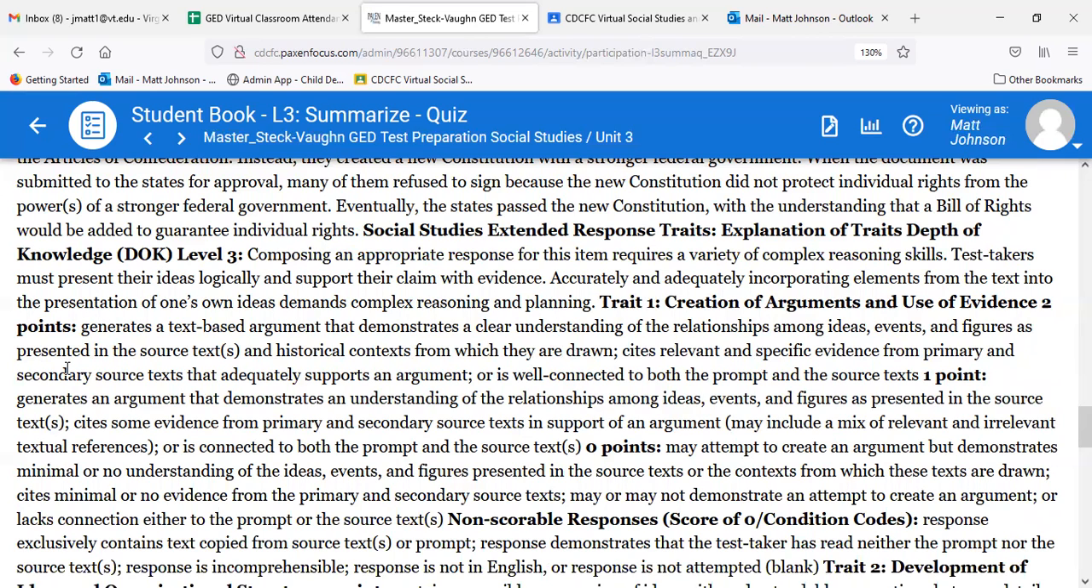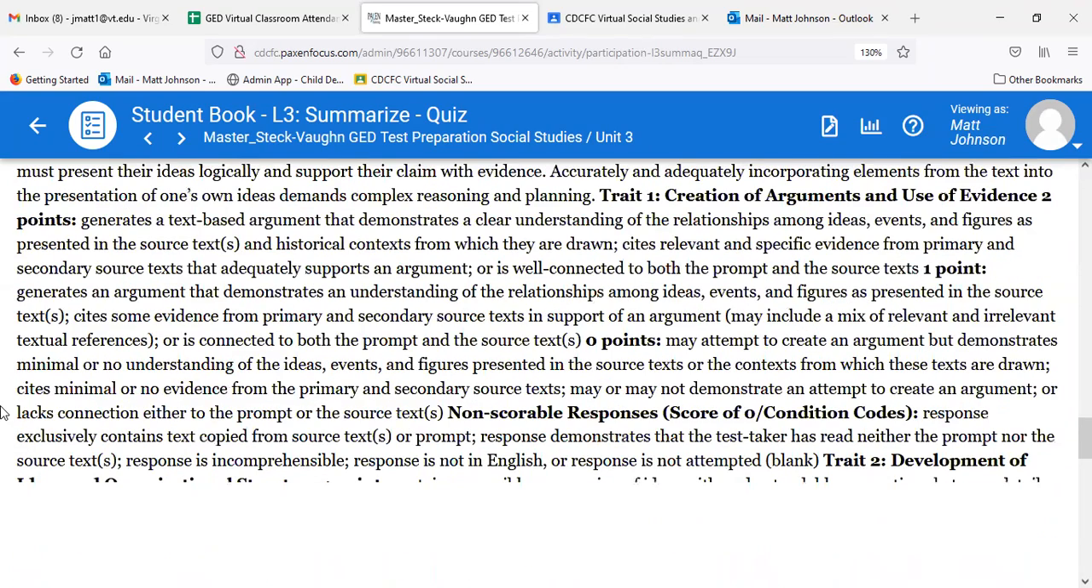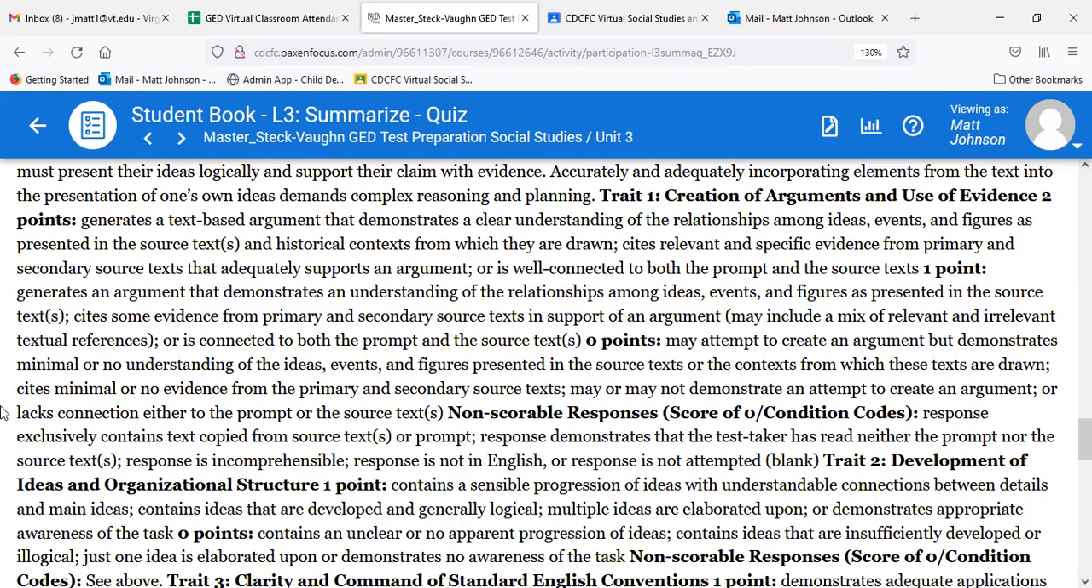And then specific evidence from primary and secondary source text that accurately supports an argument or is well connected. This is really getting into the nitty gritty of a longer sort of writing response. But basically, if you don't do any of that, then you're not going to get points. So you need to make sure that you continuously are referencing the passage that you're reading.